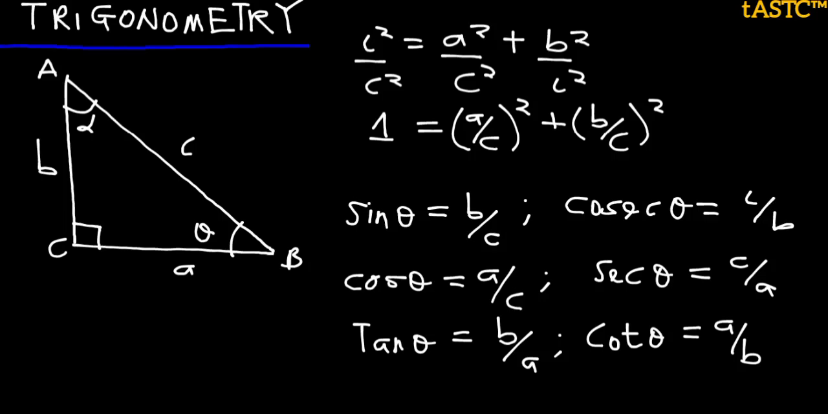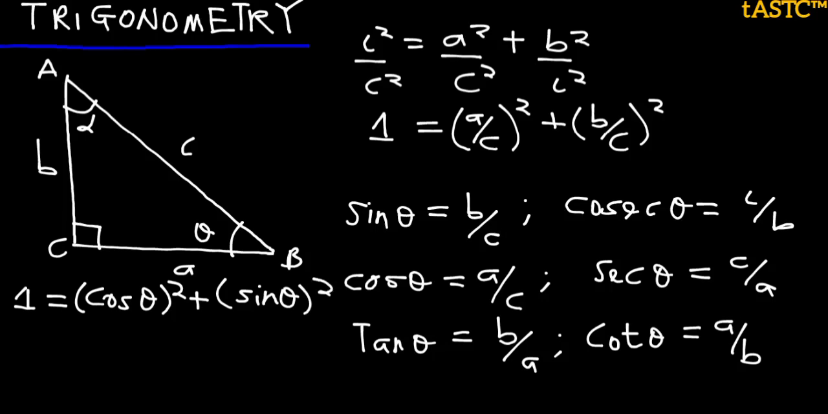Now, what can you say from this? With respect to the angle theta, what do you think a/c is going to give? Obviously, that is going to give us cosine theta. So I'm going to write it over here: we got 1 is equal to cos theta, and this is all squared. Now we have b/c. That is actually sine theta, so we need to write that there, and sine theta is all squared.